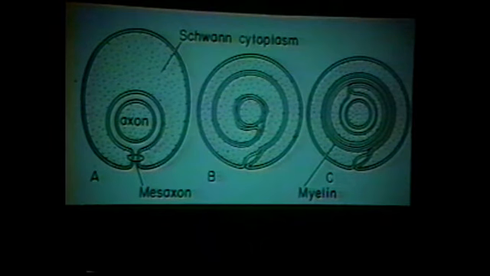Next, please. This is sort of a schema to show the development of, in this case, the peripheral myelin sheath. The central is similar. We have the axon, and the Schwann cell sort of envelops the individual axon, and of course one segment of this axon. And where the signal is given for myelination, one gets this mesaxon.